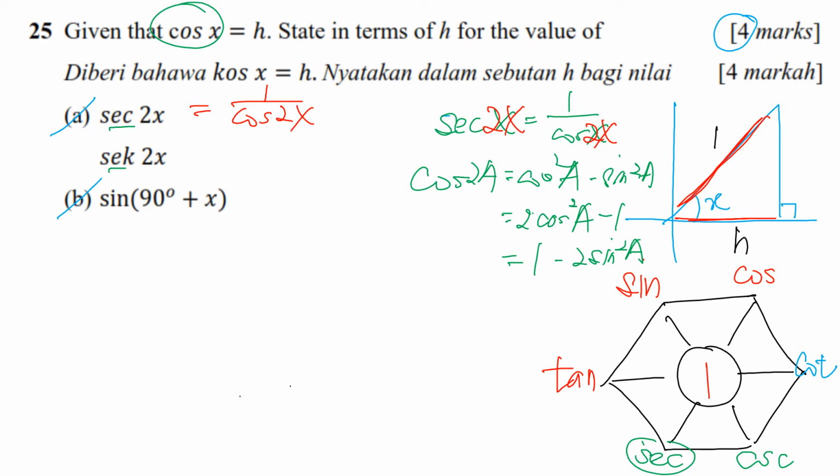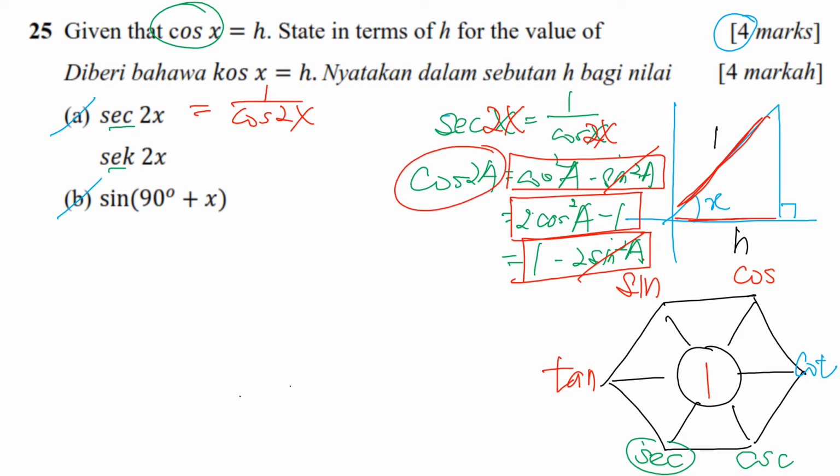I don't choose the first one because it involves sine. I don't choose the third one because it involves sine. Therefore, I'm going to replace cos 2x with 2 cos squared x minus 1. So I continue my working, and this one I leave for the time being. I'm going to replace this with my 2 cos squared x minus 1. So then what do I get?